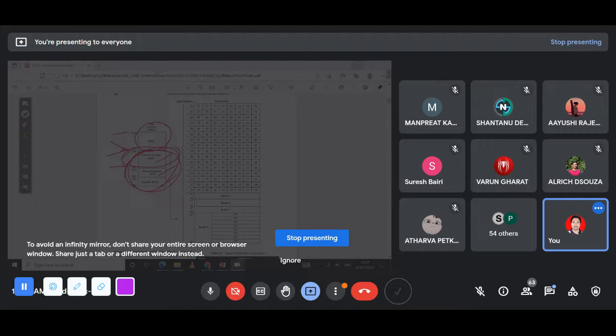So this is about the internal RAM. Now we can proceed further. Any question? No, sir. Okay.